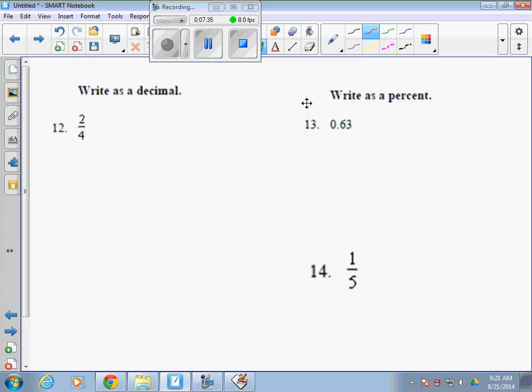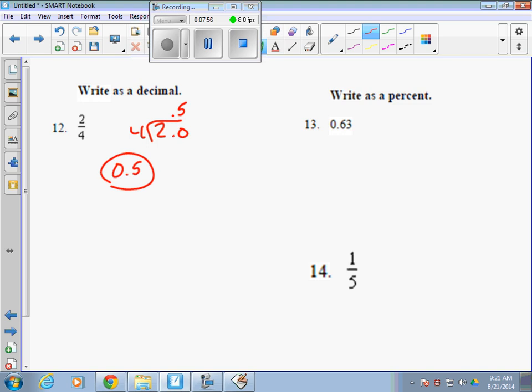Number 12 says to write as a decimal. First, you have to read it as 2/4. You can read it as 2 divided by 4. 2 divided by 4 would look like this if you did it the long way. You'd have to add a decimal. 2 goes into 4 .5 times. So written as a decimal, it'll be 0.5.